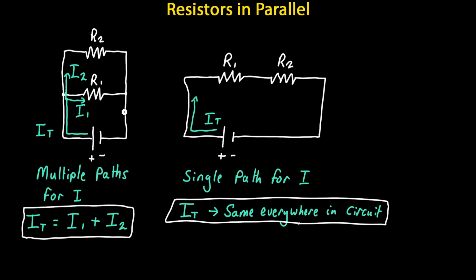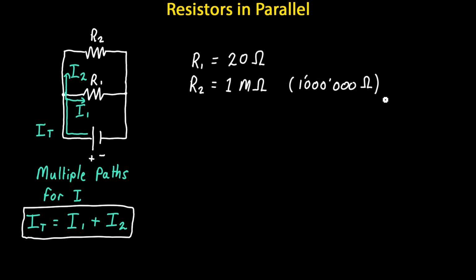In our parallel circuit, the current traveling through each resistor is totally dependent on the resistor's resistance. So imagine resistor 2 has a resistance of, let's say, 1 million ohms or 1 mega ohm, and resistor 1 has a resistance of something really small like 20 ohms. Where do you think the majority of the electric current from the battery will traverse through? Do you think more current will go through resistor 1, or more current through the branch with resistor 2?